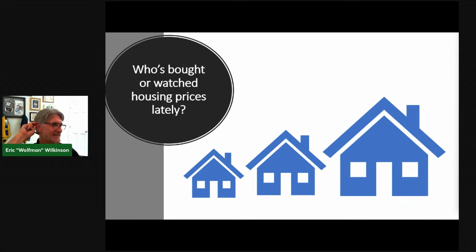And folks here are just selling with both hands, it seems like. But what I'm talking about is housing prices have gone up almost parabolic recently.